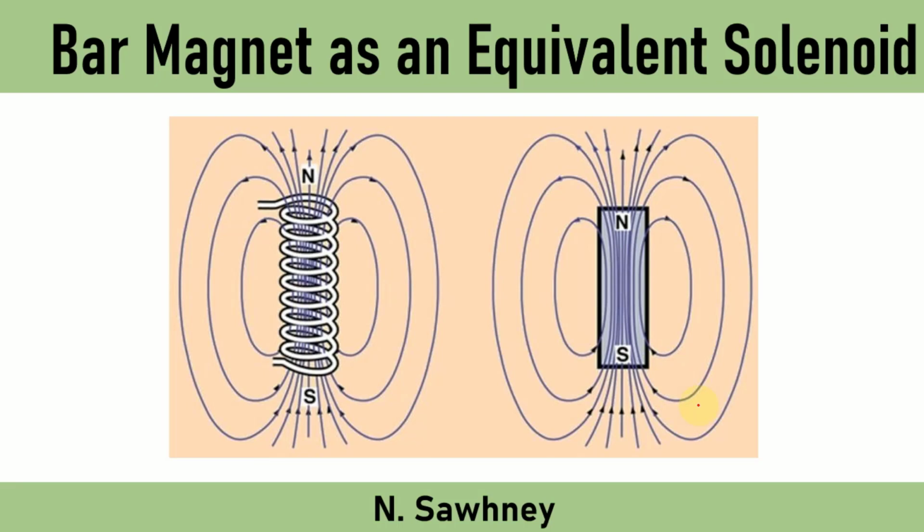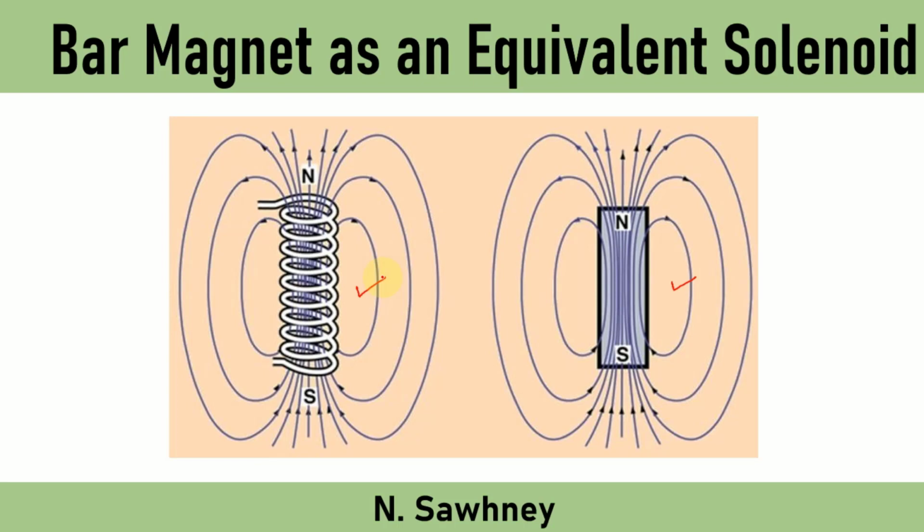Hello students, in this video we will study bar magnet as an equivalent solenoid. You can see in the figure there is a resemblance of magnetic field lines for a bar magnet and a solenoid. So we can say that a large number of circulating currents is analogous to a bar magnet. We know that the current loop acts as a magnetic dipole or a bar magnet, and we have studied in our previous videos that Ampere had suggested that all magnetic phenomena can be explained in terms of circulating currents.